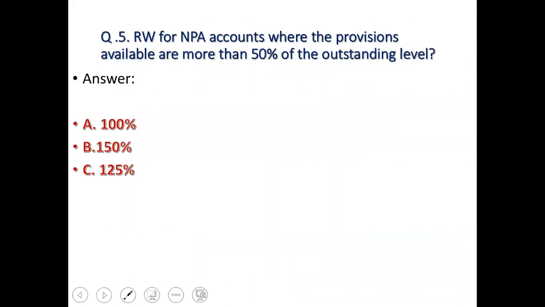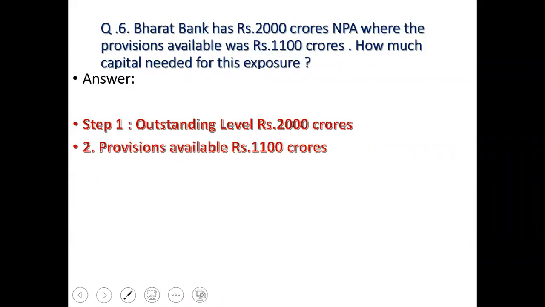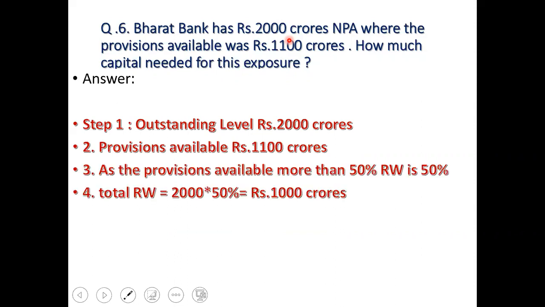Okay, NPA, 3 levels. Where provisions available are 50% and above, you have to give risk weight only 50%. Example, Bharat Bank has got 2,000 crores NPA, but the provisions available are 1,100. What does it mean, boss? More than 50%. Provisions are more than 50. So how much risk weight? 50%. So 2,000 crore, 50% only, you put 1,000. 2,000 crore loan, NPA, but 50% risk weight, 1,000 crores. Capital needed will be 90 crores.